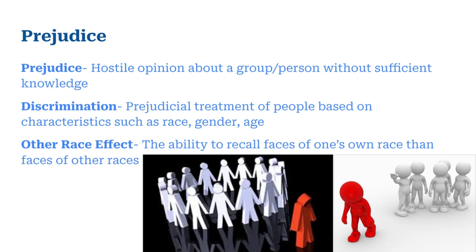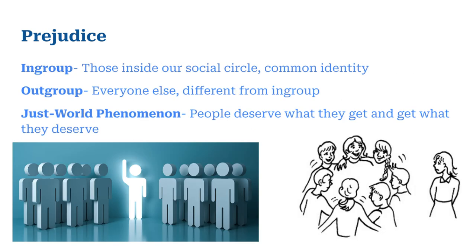The other race effect is the ability to recall faces of one's own race better than faces of other races. So as a white person, I'm able to differentiate between two different white men easier than somebody from Asia. And somebody from Asia is going to have much better luck differentiating between two different Asian men than I am.